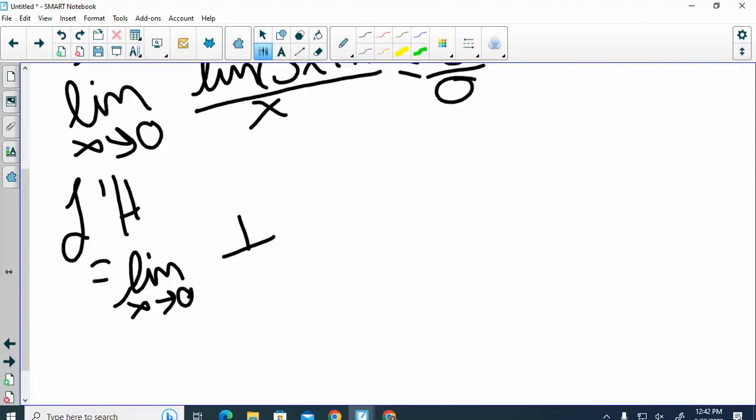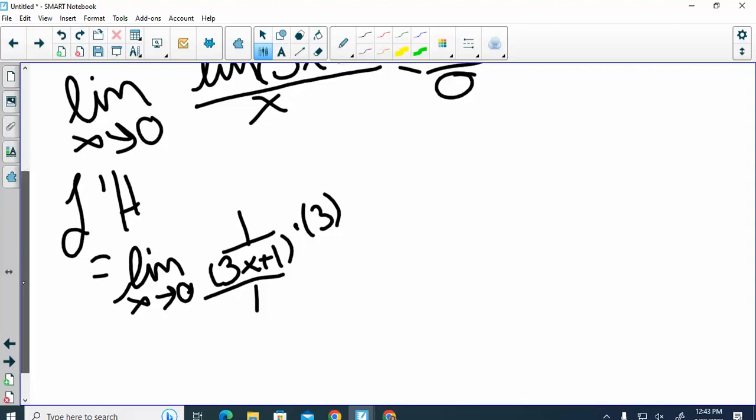1 over 3x plus 1, over the derivative of x, which is 1. Okay, and then on the top, the derivative of a natural log is 1 over the argument, but you'd have to do chain rule, so times the derivative of the inside, which is 3. So then you get 3.